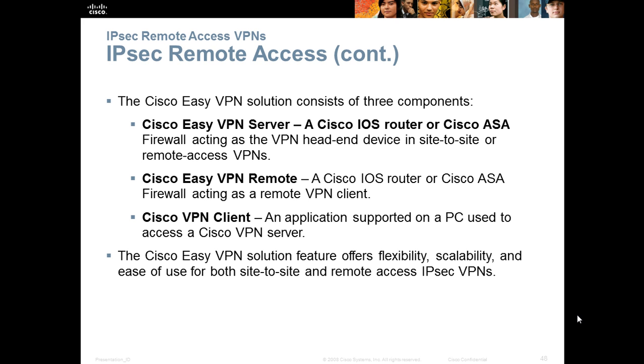The Cisco EasyVPN solution consists of three components. Number one, the Cisco EasyVPN server, which is a Cisco IOS router or Cisco ASA firewall acting as the VPN headend device in a site-to-site or remote access VPN. Number two, Cisco EasyVPN Remote, a Cisco IOS router or Cisco ASA firewall acting as a remote VPN client. Number three, the Cisco VPN client, an application supported on a personal computer used to access a Cisco VPN server.